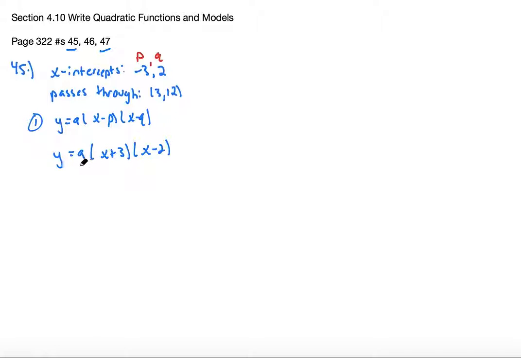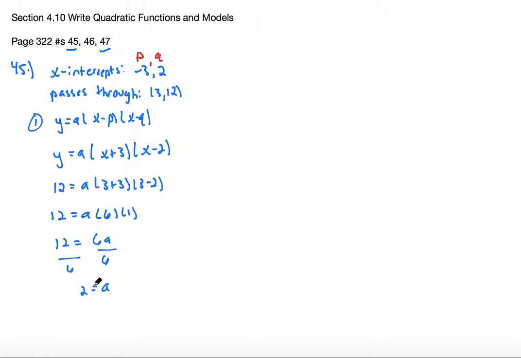Almost done. Just need to solve for a. We're going to use the other point it gives us to solve for a. So we have 12 equals a times 3 plus 3 times 3 minus 2. So we have 12 equals a times 6 times 1. So 12 equals 6a. Divide both sides by 6. So we have a equals 2. And then your final, last step of the problem is to rewrite your equation with your a. So y equals 2 times the quantity x plus 3 times the quantity x minus 2. That's it.